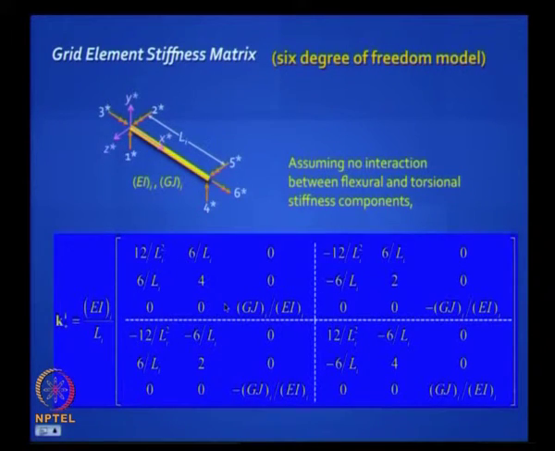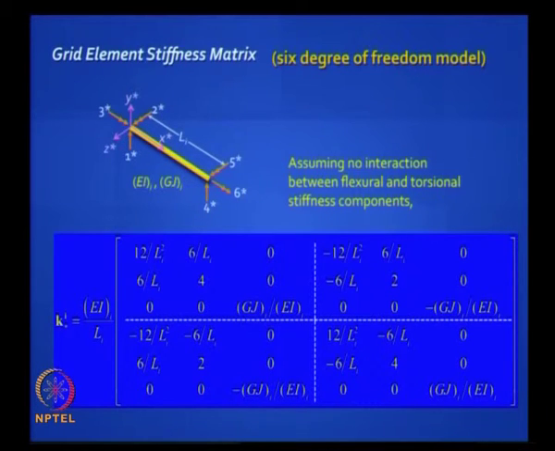Remember, for a beam element we had 12 EI by L cubed, 6 EI by L squared, and so on and so forth. So we have added just 2 additional rows and columns at the right places, because 3 star and 6 star come at the end of each of these coordinate numbers. Is this clear? It is not difficult to derive, it is just a superposition of torsional stiffness onto your beam element stiffness matrix. There is no other change.